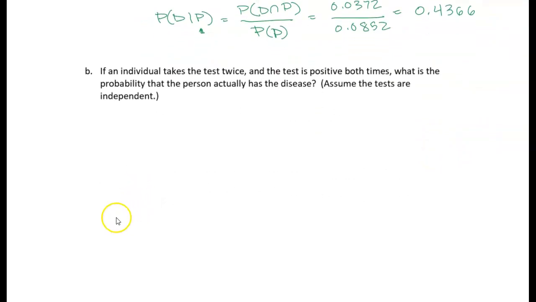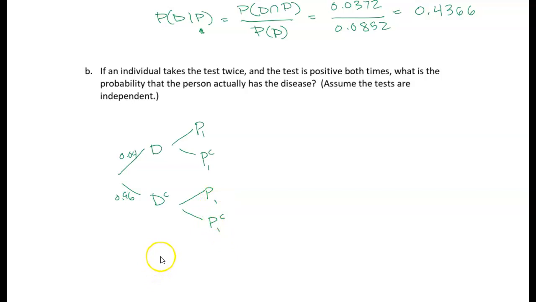We have the same data, right? A person comes in that either has the disease or does not have the disease. 4% chance that they have the disease, 96% chance that they do not have the disease. Now the first test is either going to come out positive or not positive. I'm going to call it positive 1 and positive 1 complement. If you don't have the disease, it's either going to tell you a positive or a not positive.